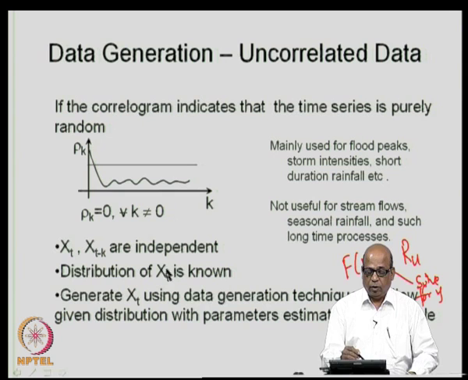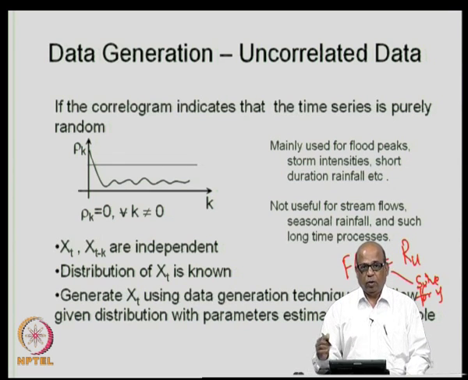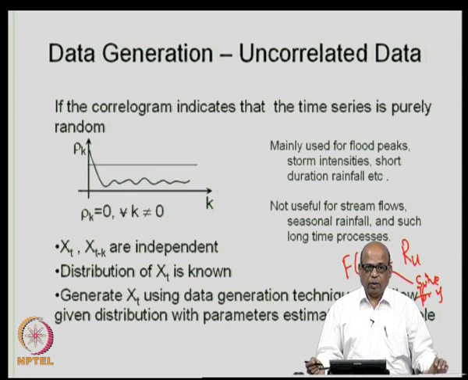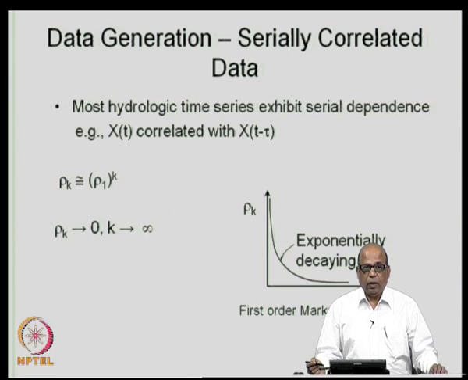Then you use the distribution for x t, generate x t, distribution for x t plus k, generate x t plus k, and so on. So, each time period you generate different sets of values knowing the distributions of the variable of that particular time period. But in general in hydrology, most of the data are serially correlated.